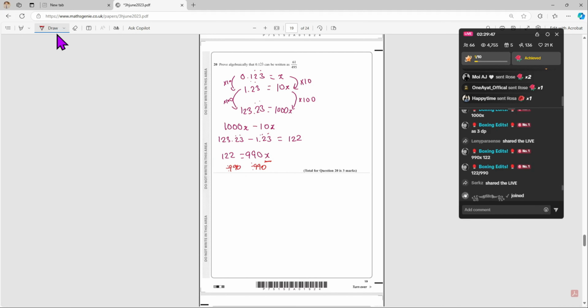And then when you put this into a calculator, it will simplify it for you. So that will be 61 over 495. And guess what? That is our fraction over here. And that is how we prove it. Okay? This was a 3-mark question. Easy 3 marks.